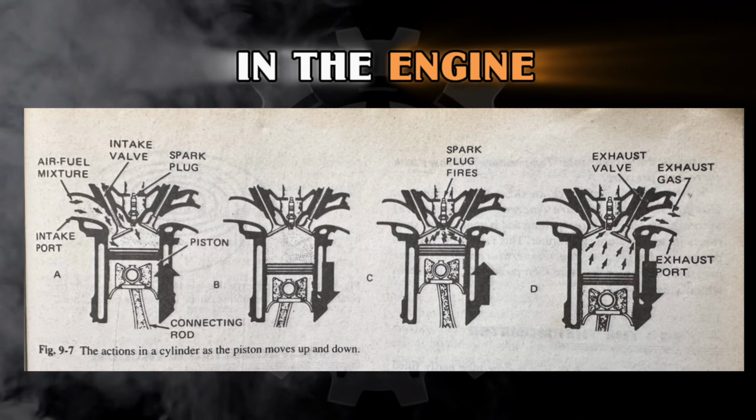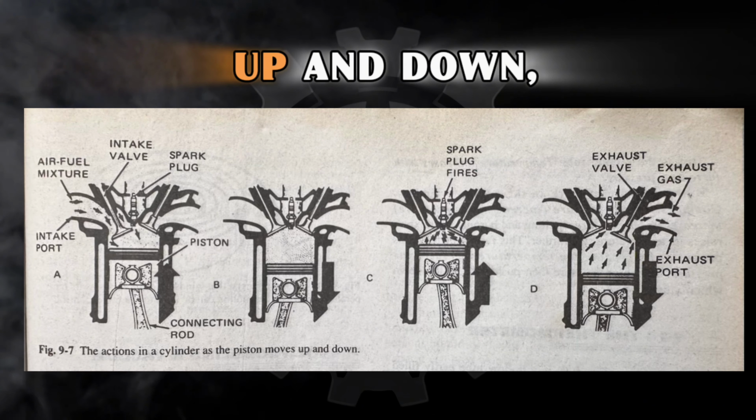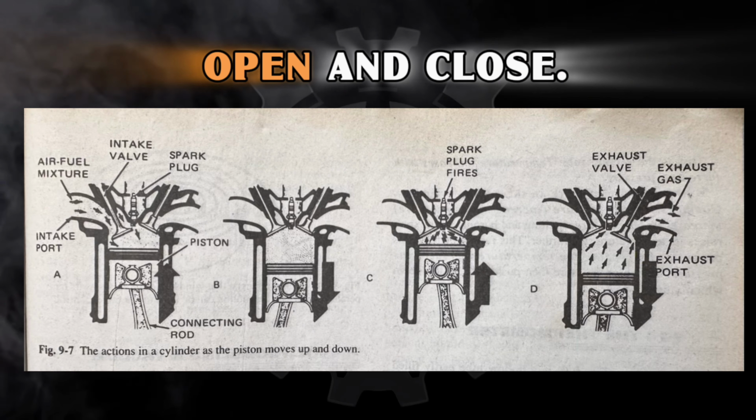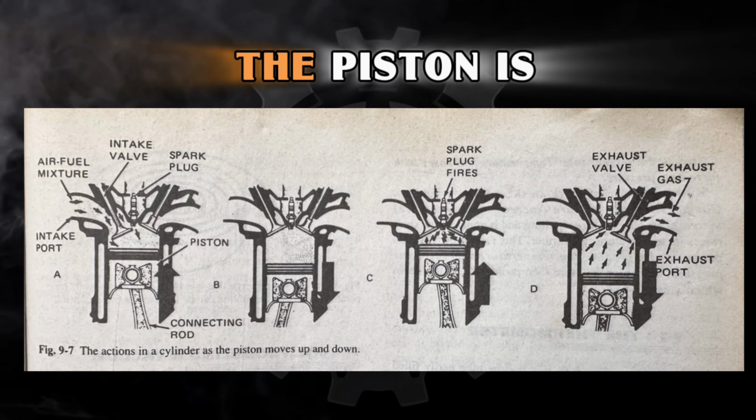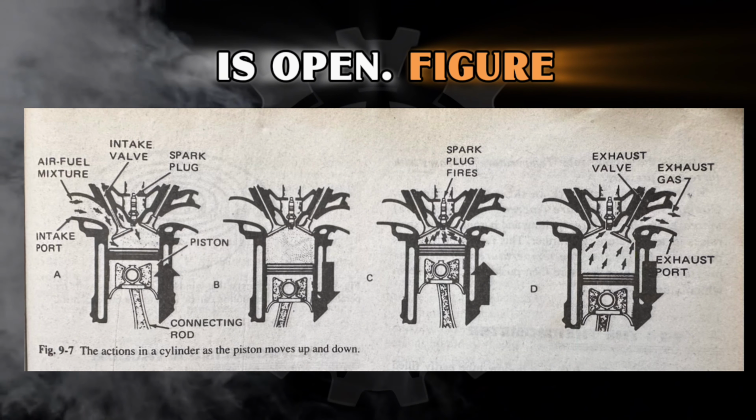Chapter 9-9. Actions in the engine. Figure 9-7 shows what happens in one cylinder when the piston moves up and down, and the valves open and close. In figure 9-7a, the piston is moving down and the intake valve is open.